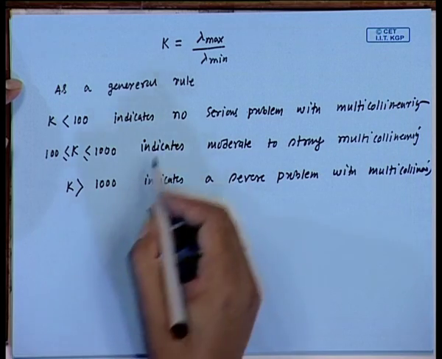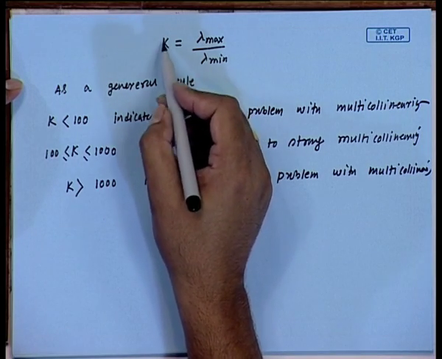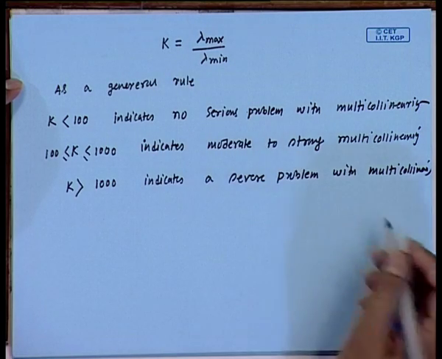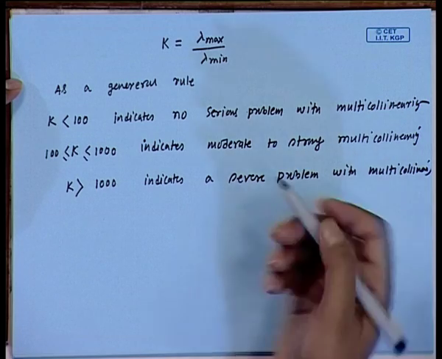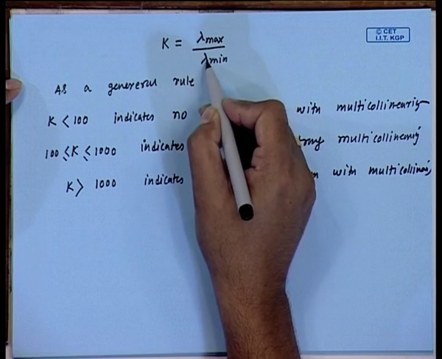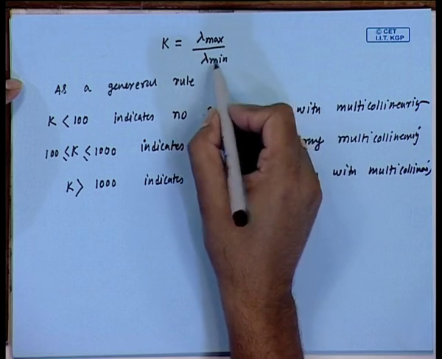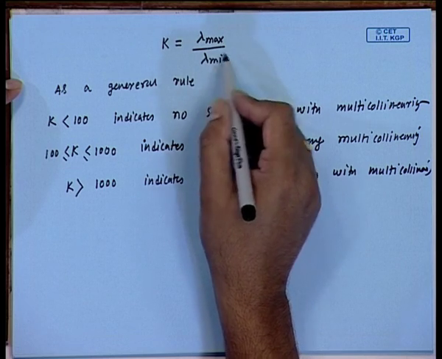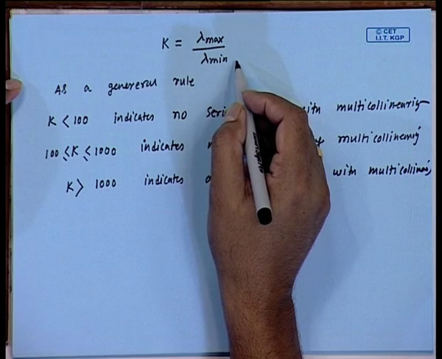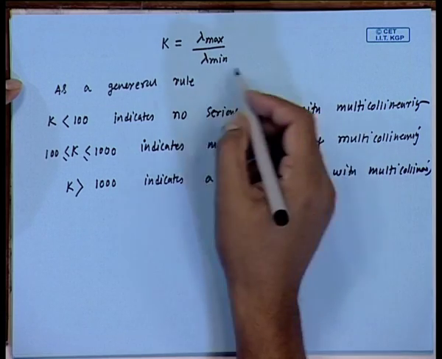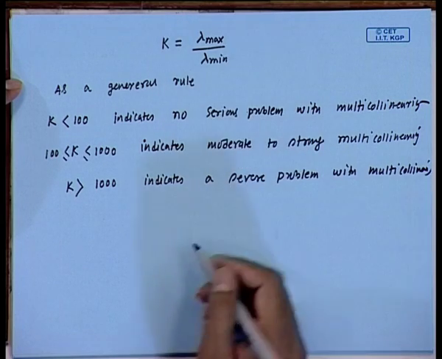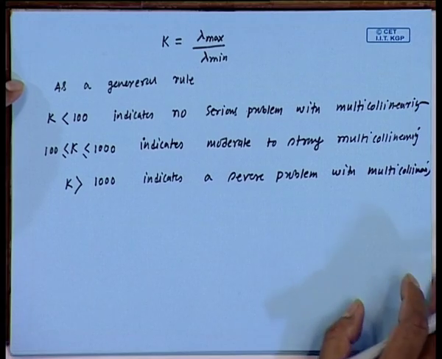Okay. So, a large value of k indicates a severe problem with multicollinearity, because k will be large when lambda minimum is very small or close to 0. And since lambda minimum being 0 indicates there is linear dependence among the columns of X, that means the presence of multicollinearity. Okay.